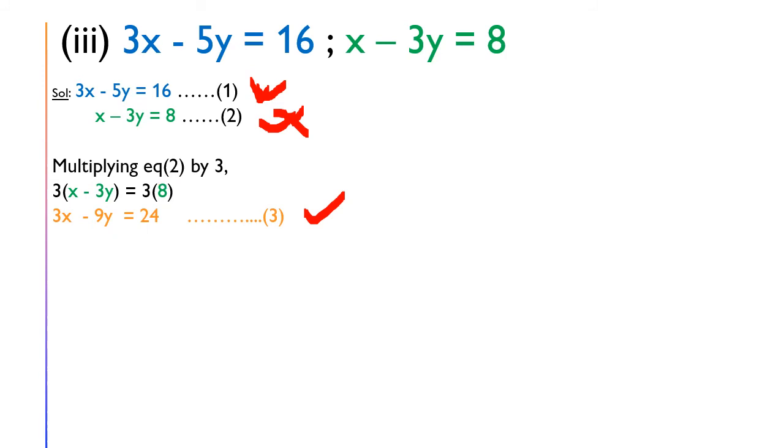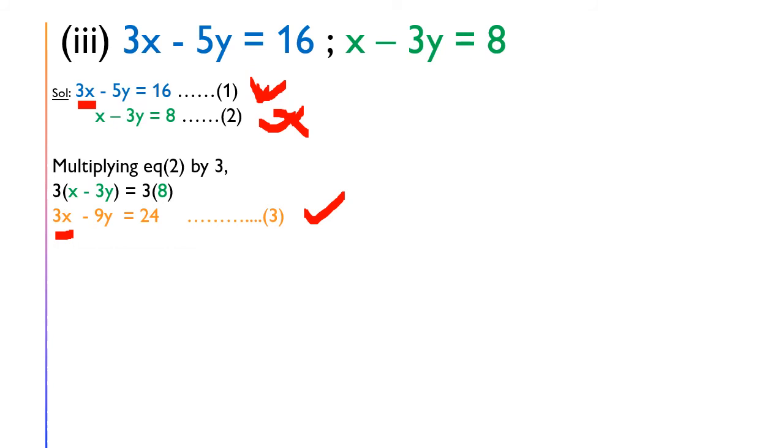Now when we are using the first and the third equation, look here. In the first equation 3x is here and 3x is here. So the first step is over. We have changed the coefficient of any one variable to the same number. Now the second step is adding or subtracting. To decide whether to add or subtract, we have to look at the signs. Now 3x is positive and here also 3x is positive. So the signs are same.